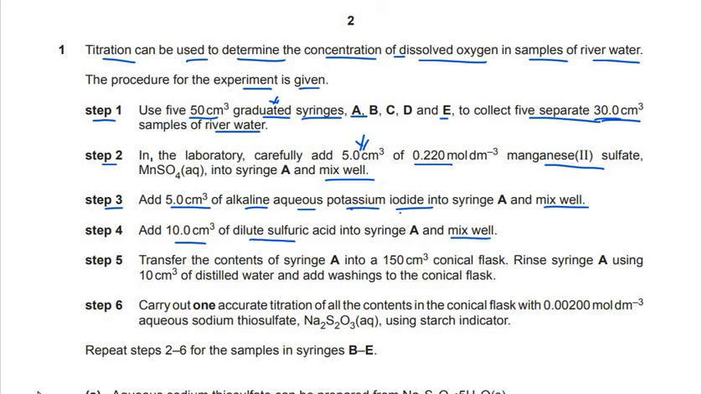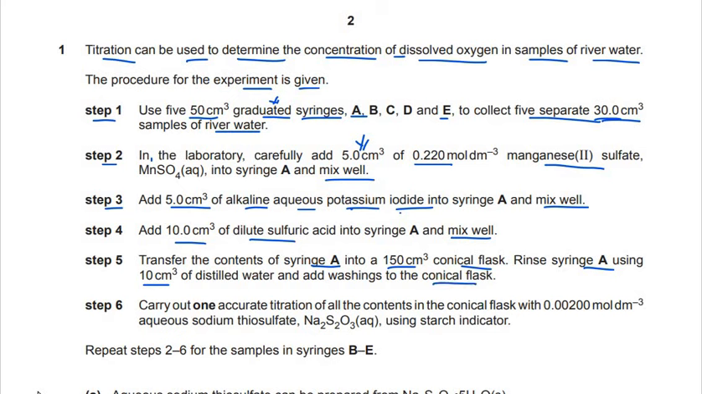And in step 5, transfer the contents of syringe A into a 150 cm³ conical flask and rinse the syringe A using 10 cm³ of distilled water again and add the washings to the conical flask.